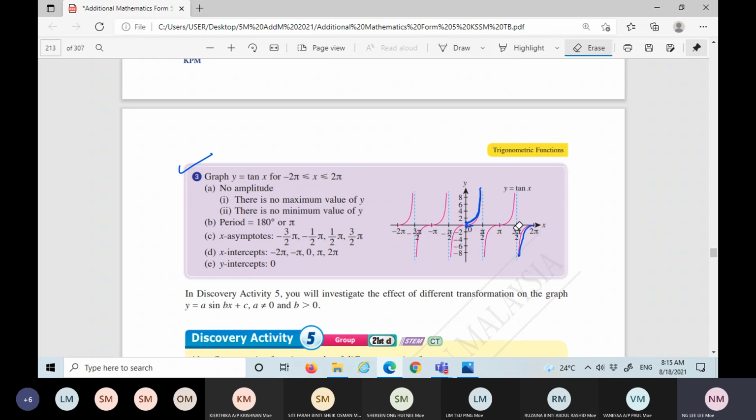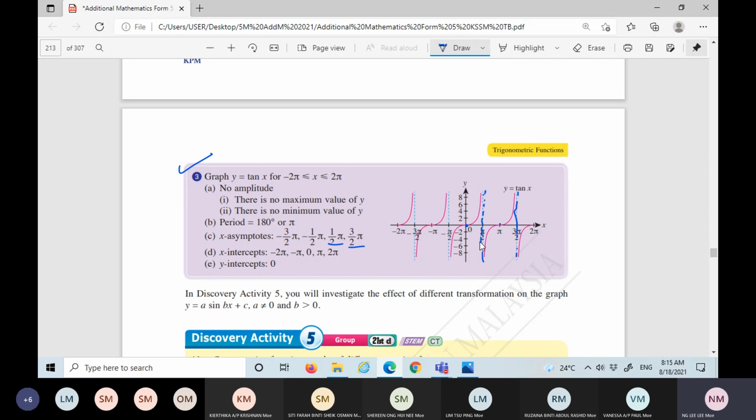So how to draw a tangent graph? The first thing you have to know for the tangent graph is to draw the asymptote first. The asymptotes are at pi over 2 and 3 pi over 2. Draw the dotted lines. This is the line that guides you. It starts at 0, 0. When x is 0, y is 0, and then it goes up, following the asymptote but not touching it.